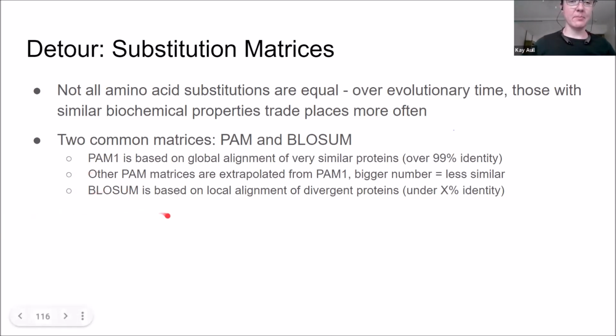And then the BLOSUM, it's taking the other approach. It's based on local alignment of very divergent proteins. So the BLOSUM 62, which is the common one that is used for divergent proteins, that's under 62% identity for the input set. And so that one makes a little bit more sense when you're starting with the divergent. You might want to use a PAM matrix if you're looking for something in the 10-20% range. But these are just different approaches for figuring out what is a conservative and what's a radical substitution.